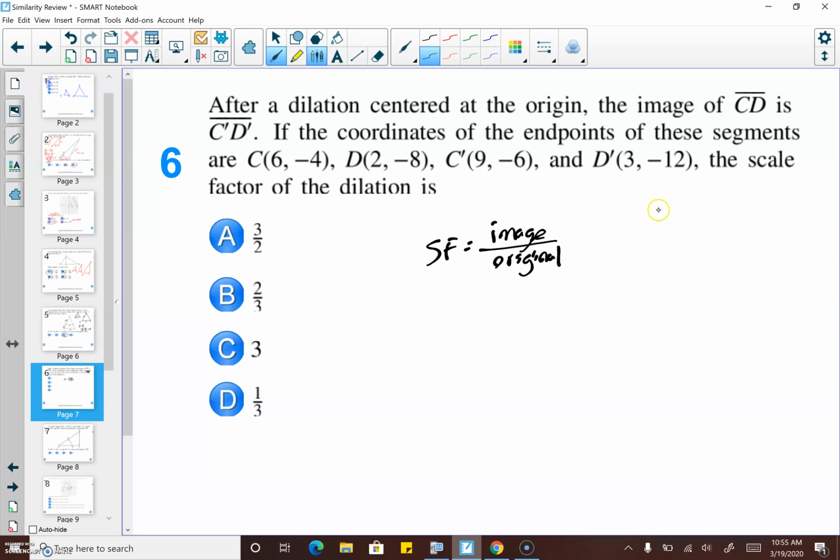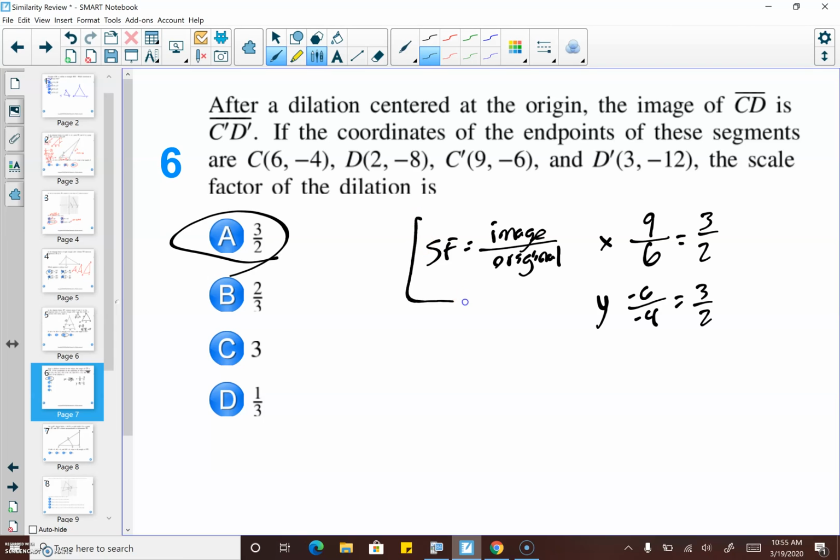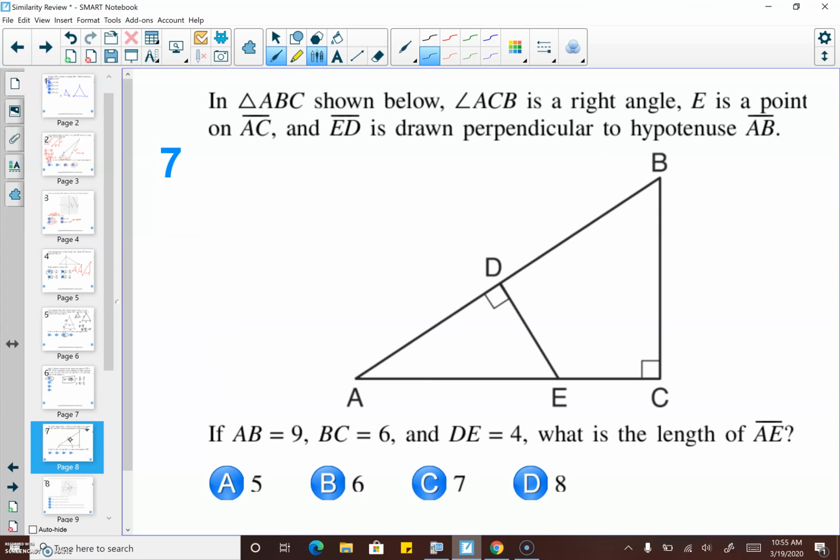So if I just look at the image of C, if I take my X values, the image is 9 and the original is 6, so I get a scale factor of 3 over 2. If I did it for the Y value, I would have -6 over -4, which again gives me a scale factor of 3 over 2. And if I did the same thing for point D, I would get the same exact scale factor of 3 over 2. But the key is this piece that we remember: scale factor is always image over original.